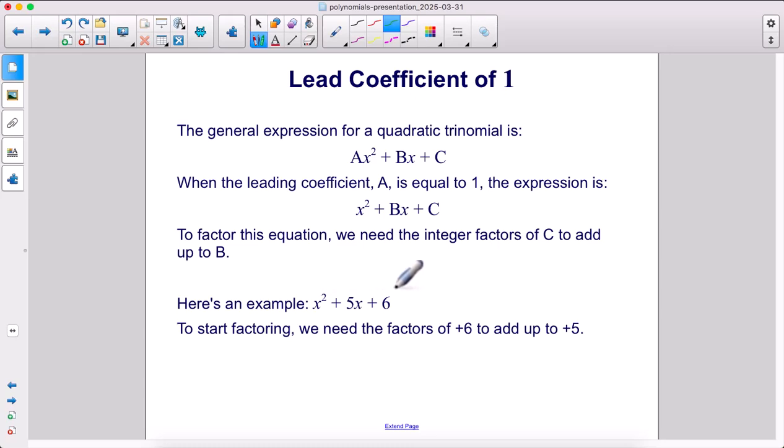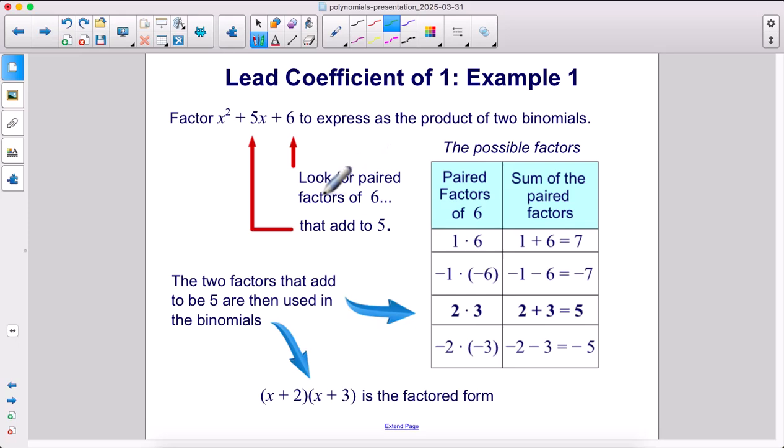To start factoring, we need the factors of 6, so numbers that multiply together to equal 6, that also add up to positive 5. Look for paired factors of 6 that also add to 5. So here are all of the factors of positive 6. Right? 1 times 6, negative 1 times negative 6, 2 times 3, and negative 2 times negative 3. What do these add up to?